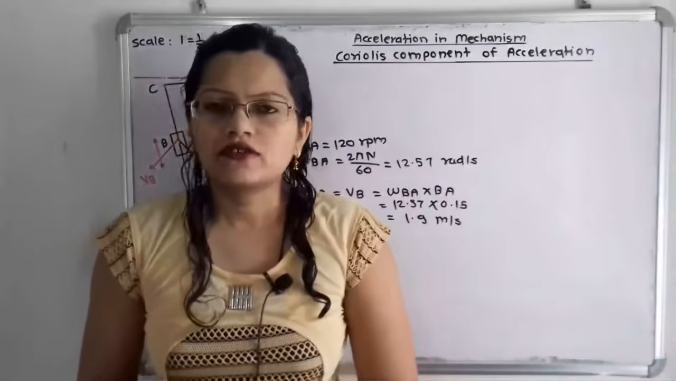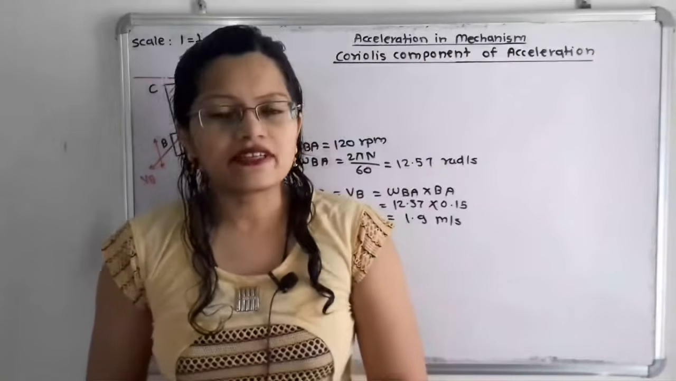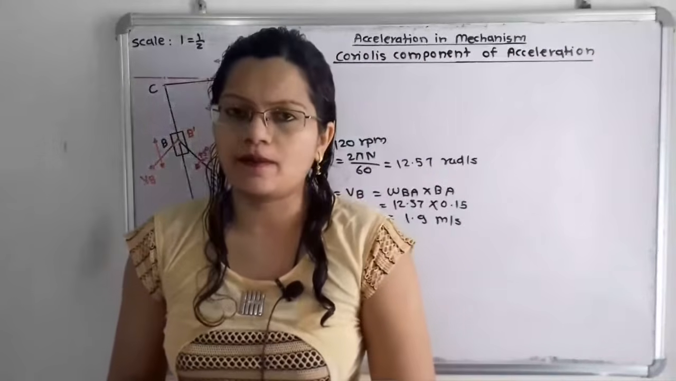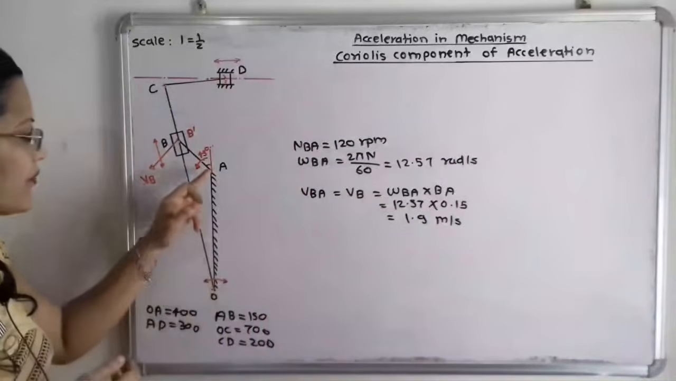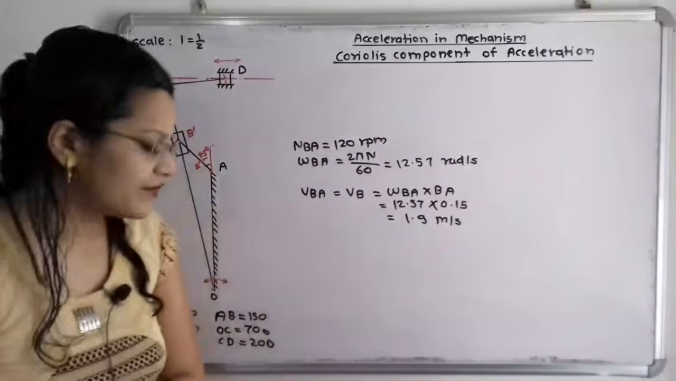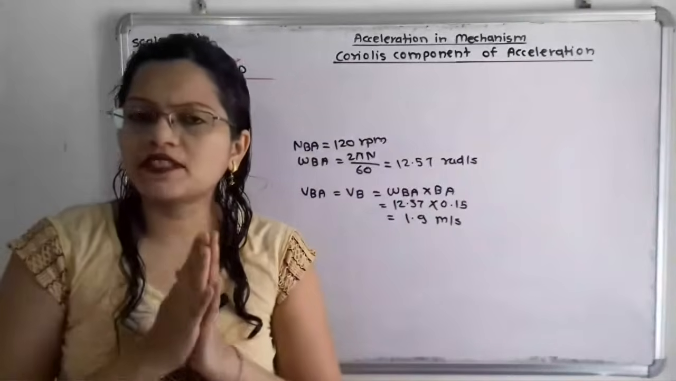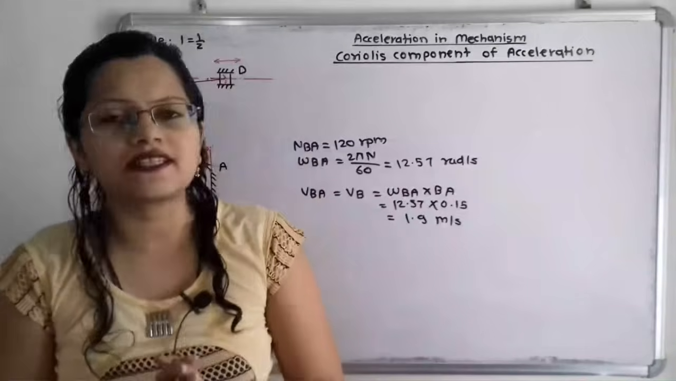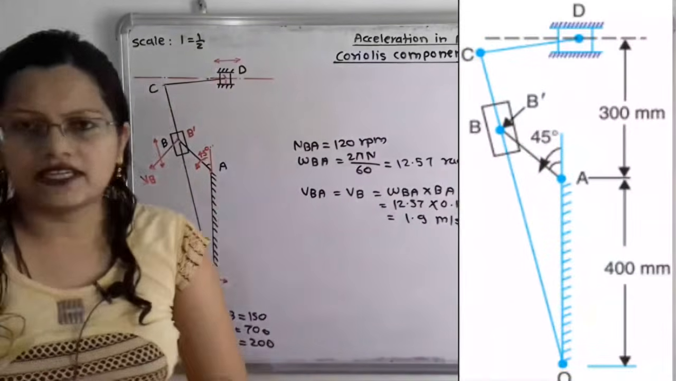We will first draw the space diagram with some suitable scale. I will use scale 1:half. Now if we observe the diagram here, the length of the fixed link OA is given, which is equal to 400 mm. So 400 mm, that means 40 cm, and as per the scale 1:half we have to take this distance as 20 cm.